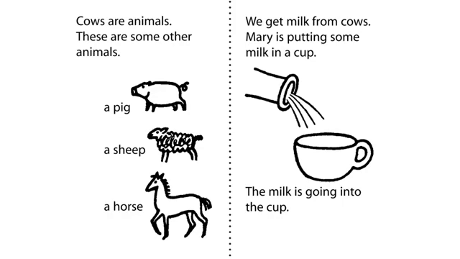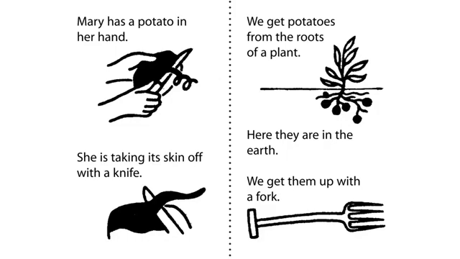Mary is putting some milk in a cup. The milk is going into the cup. Mary has a potato in her hand. She is taking its skin off with a knife.